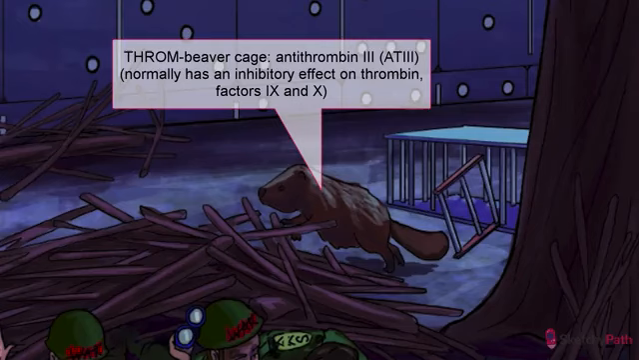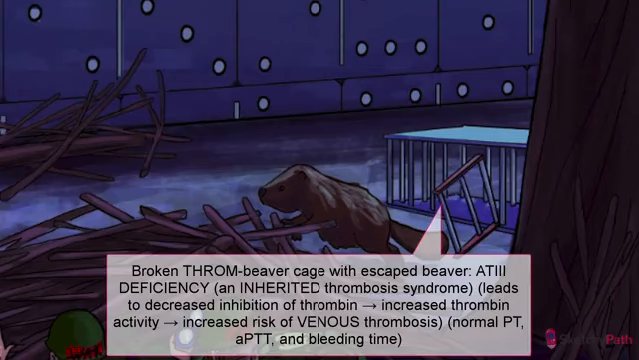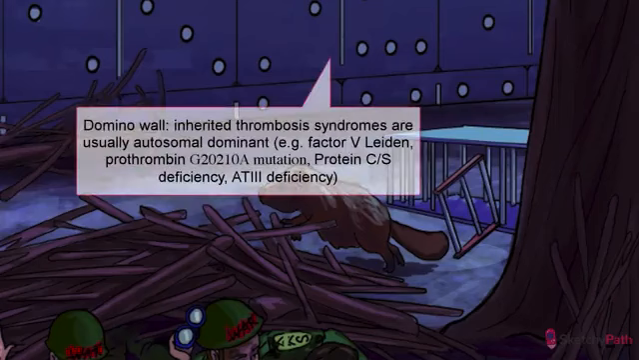In the setting of an inherited antithrombin deficiency, however, that thrombeaver is allowed to roam free and wreak some serious thrombogenic havoc. This is an autosomal dominant mutation, so again, don't forget the dominant domino wall of the POW camp.